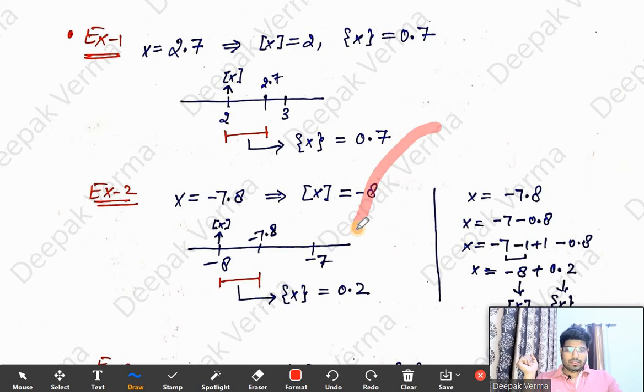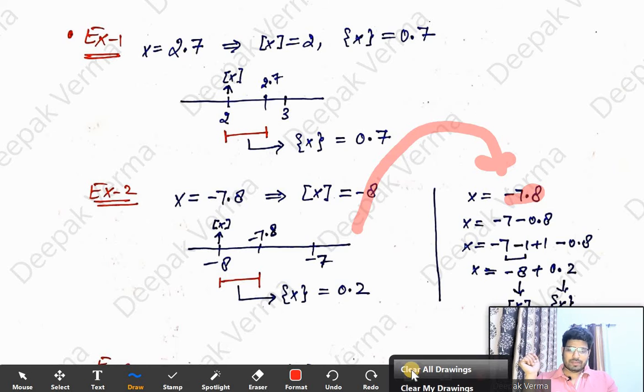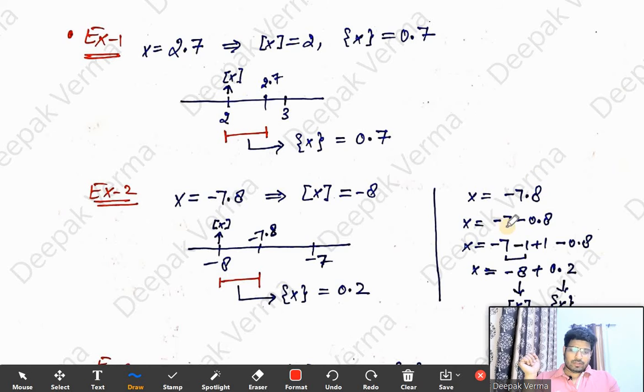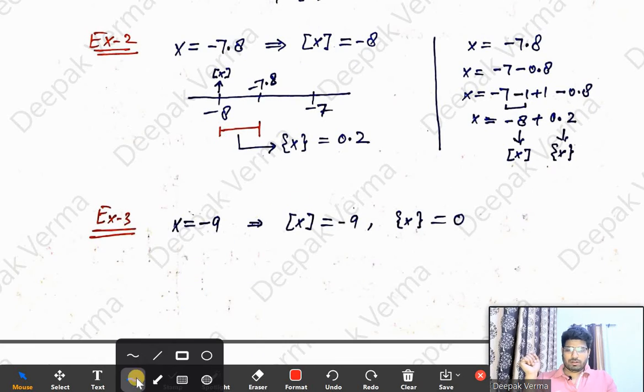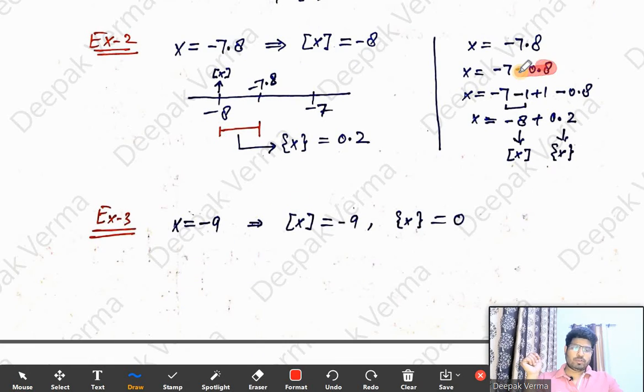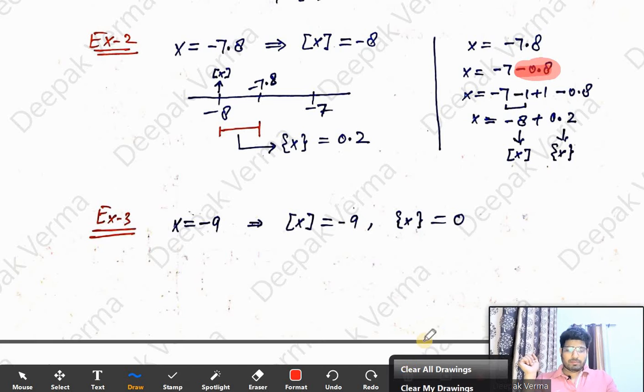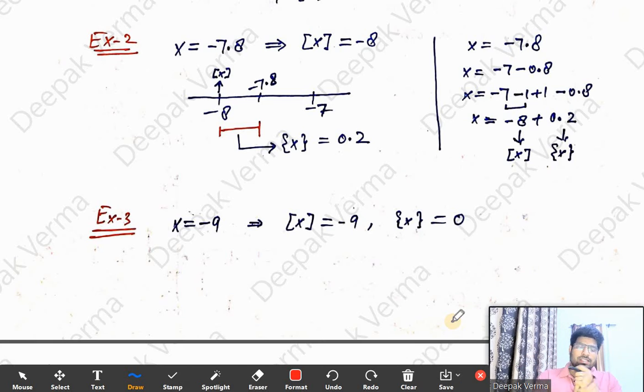So now here the fractional part is 0.2. Okay, alternatively, look here. If we have something like minus 7.8, we can write it down like minus 7 minus 0.8. Got it? So you can look here, the fractional part is also negative. Minus 0.8, this is the fractional part and this is negative, but this is not possible because earlier we said the fractional part can never be negative, but here it is negative. So what should we do now? So what we do, we subtract 1 and add 1 here.